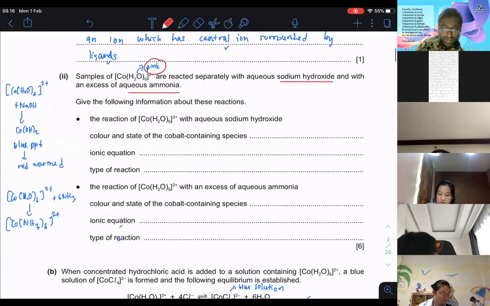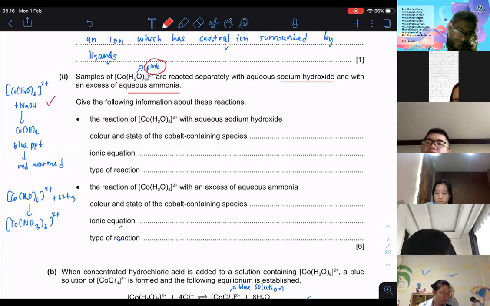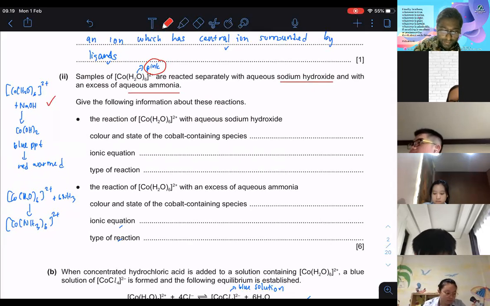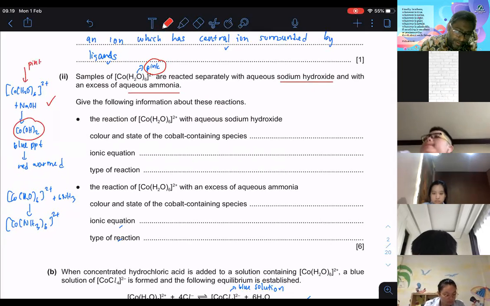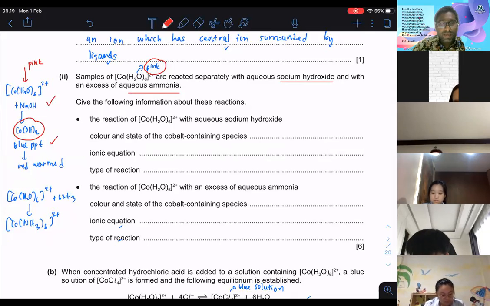Now, if you react with sodium hydroxide, you are going to get cobalt hydroxide. The cobalt hydroxide is going to be a blue precipitate, and when you warm this precipitate with excess sodium hydroxide, it will change into red. But I'll just leave it over here; this one is extra notes for you.